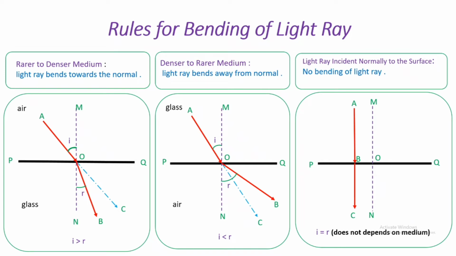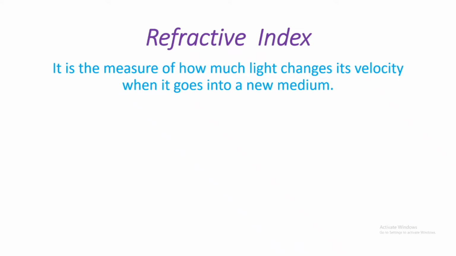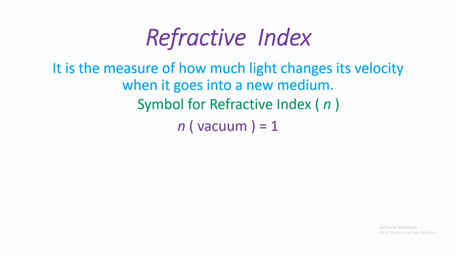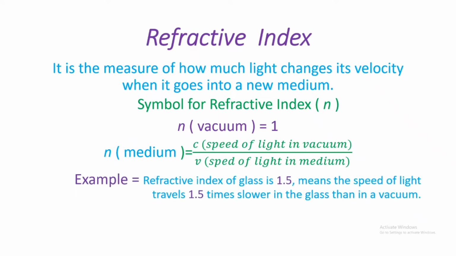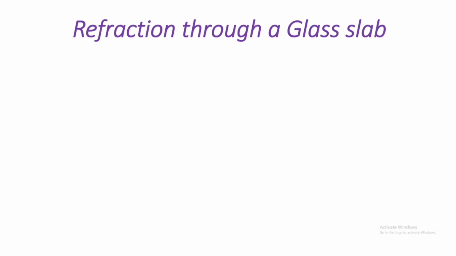Now refractive index. It means the measure of how much light changes its velocity when it goes into a new medium. The symbol of refractive index is small n. n equals c by v, where c is the speed of light in vacuum and v is the speed of light in the medium. Example: the refractive index of glass is 1.5, which means light travels 1.5 times slower in glass than in a vacuum.